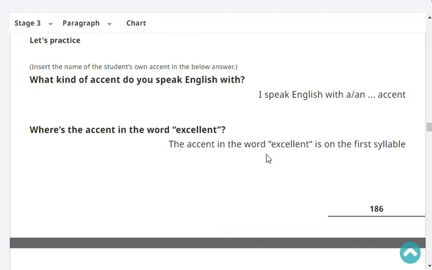Where's the accent in the word excellent? The accent in the word excellent is on the first syllable. Very good.